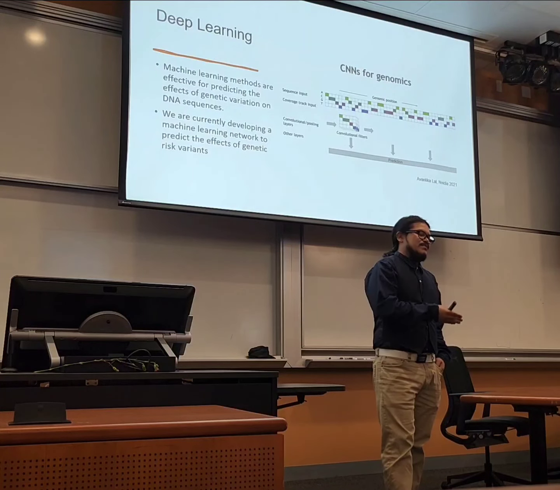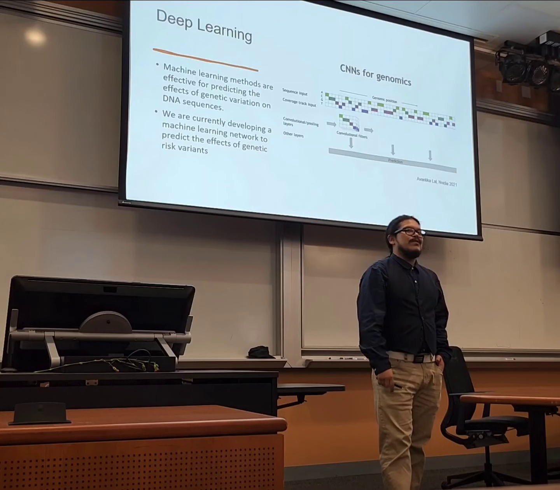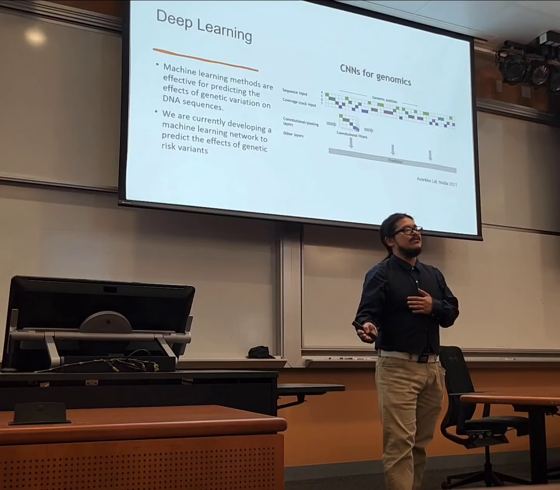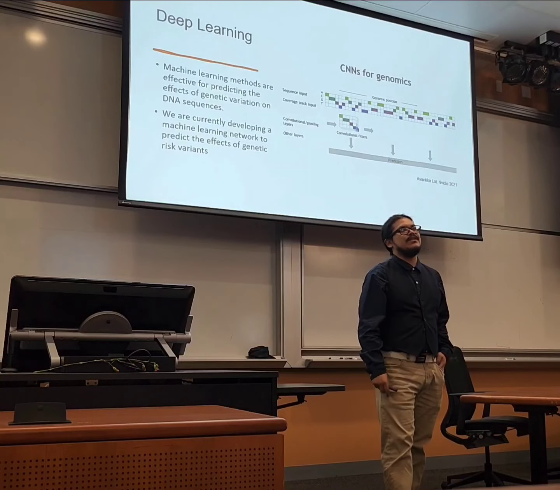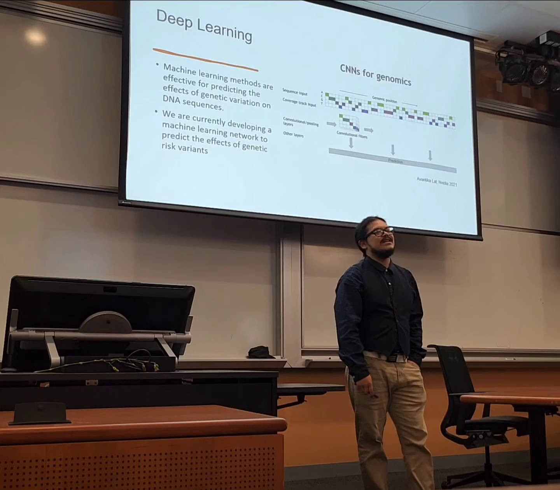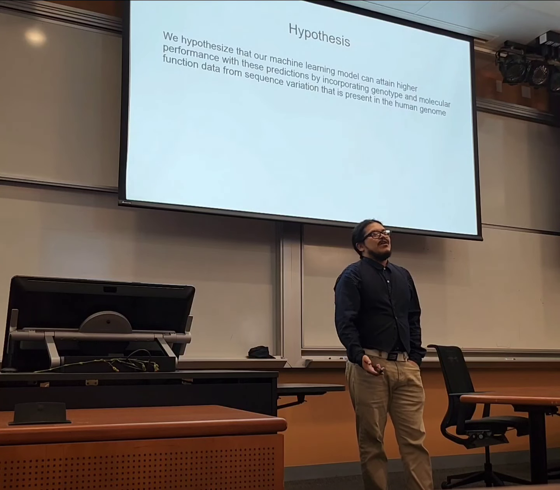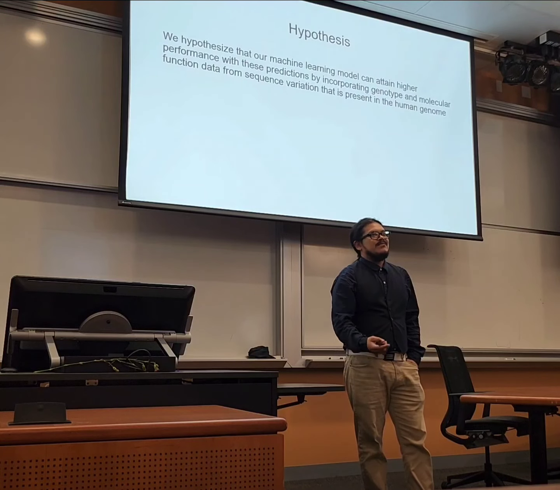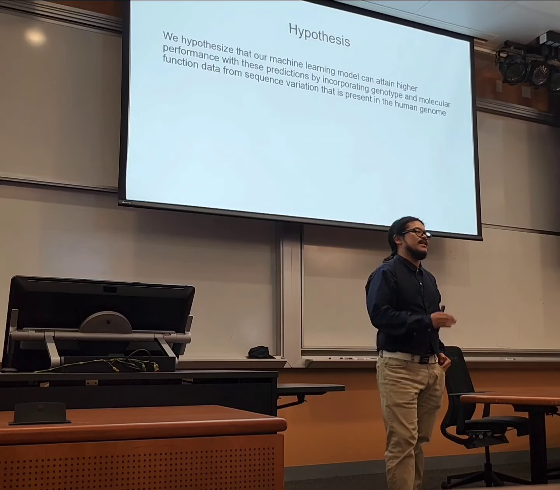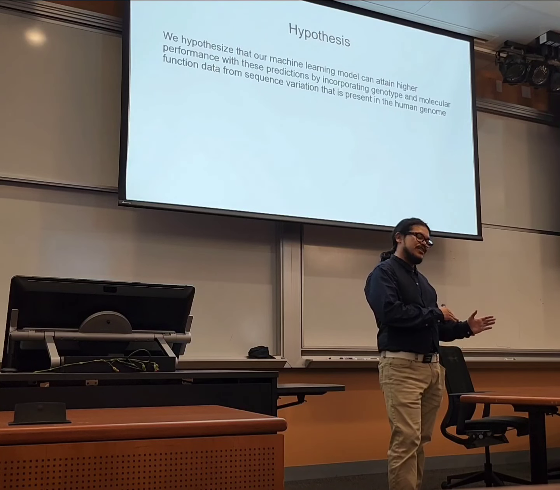Basically, we had these models that proved successful, and we were thinking if we introduce the personalized genomic data from our 23 patients, then we could get an even more accurate prediction, hopefully, or be able to predict the effects. We hypothesized that we could attain higher performance, maybe not more accurate, but higher performance, with these predictions by incorporating genotype and molecular function data from sequence variation that is present in the human genome, i.e.